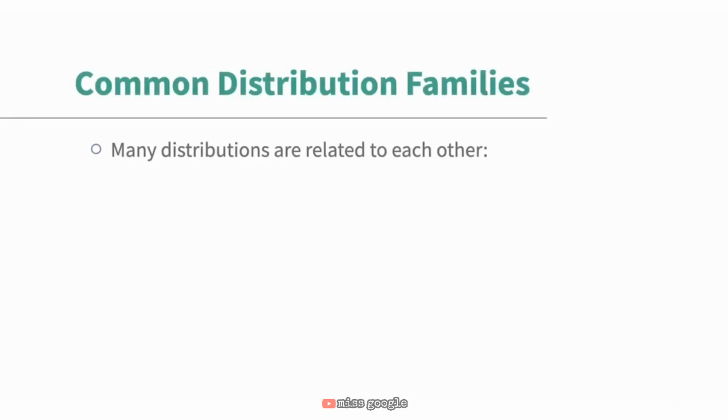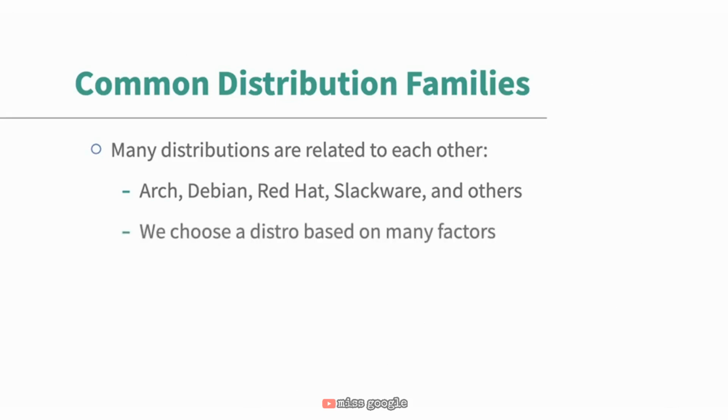Most major distributions of Linux fall into a few categories based on the original distribution from which they were derived. There's Arch, Debian, Red Hat, and Slackware, and many other distributions that we might use, or we might use distributions based on or derived from these particular distributions. Depending on your industry, your company, your institution, or any number of other factors, you're likely to end up using the command line on a system that inherits from one of these distributions.